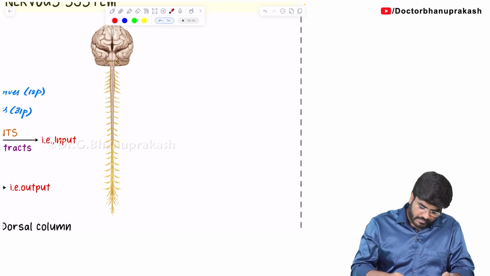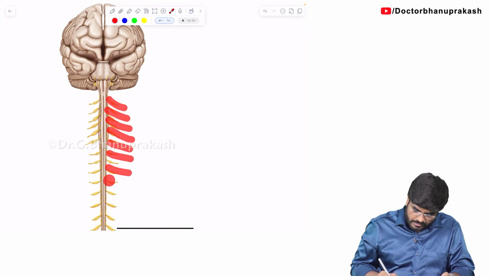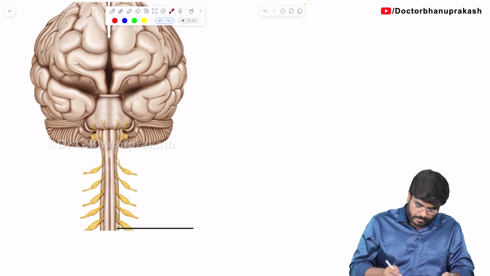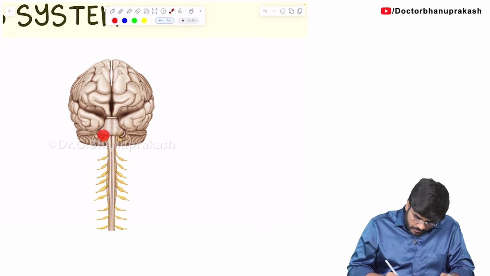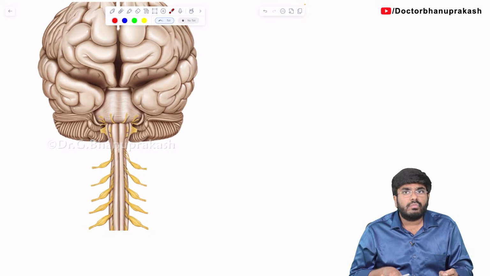You can very clearly see from the spinal cord what is coming out. From the spinal cord, the spinal nerves are coming out, right? 31 pairs of spinal nerves are there. And from the brain stem, this region of the brain is specifically called the brain stem, here you can see these cranial nerves, 12 pairs of cranial nerves. You can very clearly see these are the cranial nerves. So cranial nerves, 12 pairs are there.